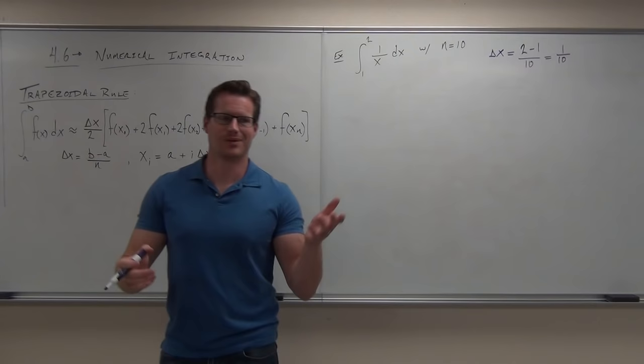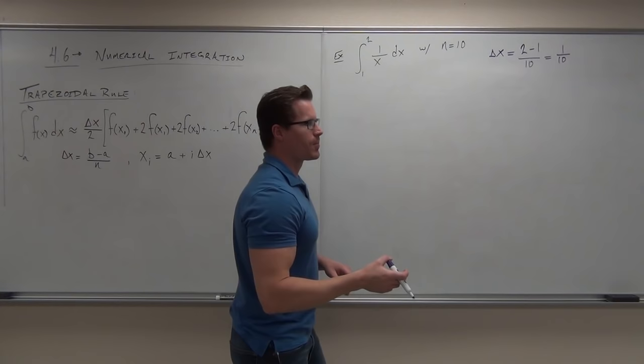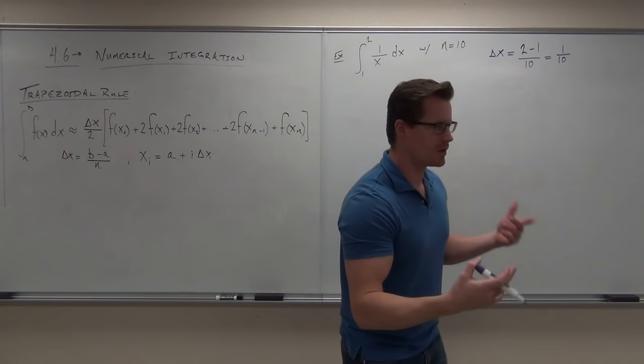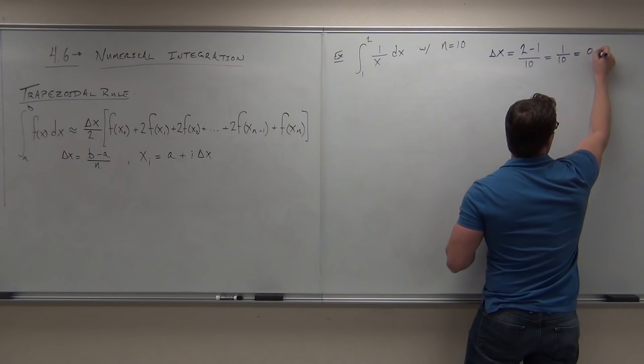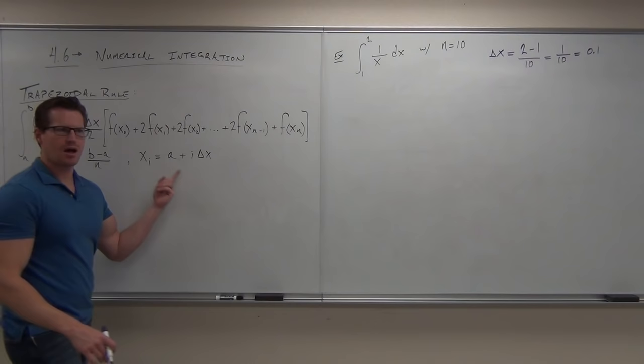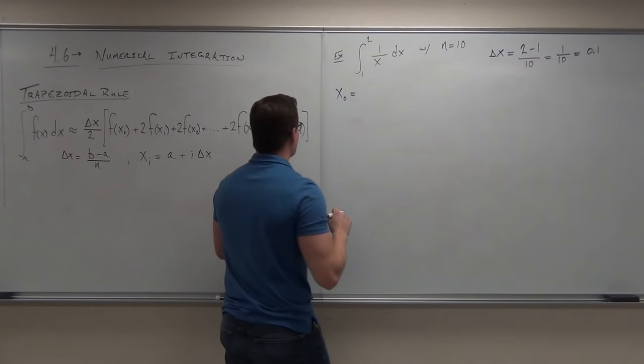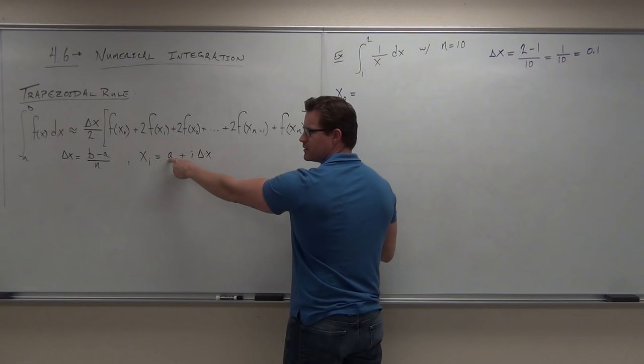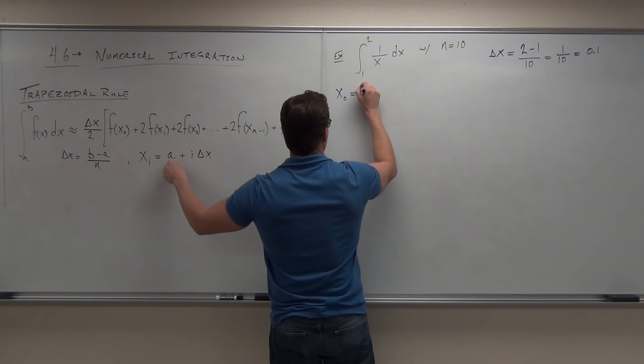Okay, we're close to putting this in our formula. Now we got to figure out our x sub 0, our x sub 1, our x sub 2, our x sub 3, our x sub 4, and so on. In fact, because we're going to be using calculators, you can think about this as 0.1 if you want to. Might make things a little bit easier for you. It's not that hard, here's what it says. If I want x sub 0, x sub 0 says start at a, what's a? 1. Add 0 dx's, so we're just going to have 1. Does that make sense?